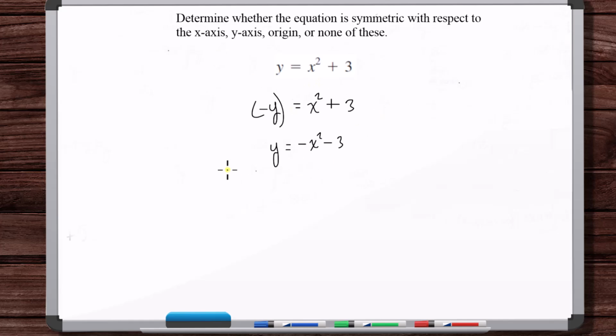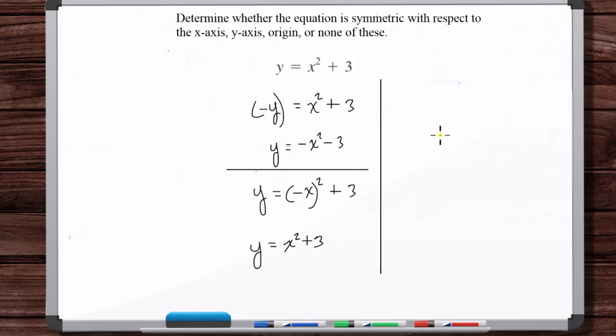What about the y-axis? Well, let's apply the transformation and flip this equation with respect to the y-axis. Replace x with minus x. Simplify. Okay, we get the original equation. So this is symmetrical with respect to the y-axis. If you think about whatever this graph looks like, if you flip that graph with respect to the y-axis, nothing changes. That's the idea.